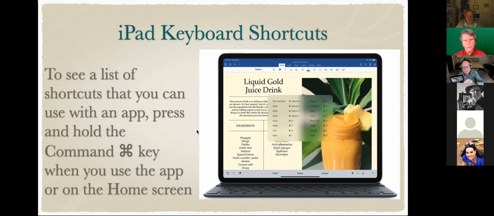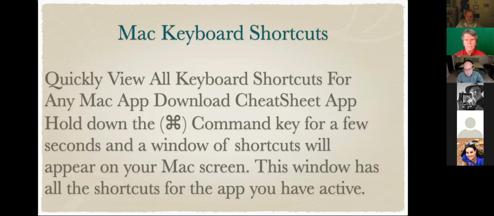Wouldn't it be nice if Apple did that for macOS? Well, they didn't, but a third-party developer did. So after you install this free app called Cheat Sheet, you can hold down the Command key for a few seconds and a window with all the shortcuts will appear on your Mac screen, and it will work in any program, and it will be appropriate to the program that you're actually in or in the Finder, wherever you are.